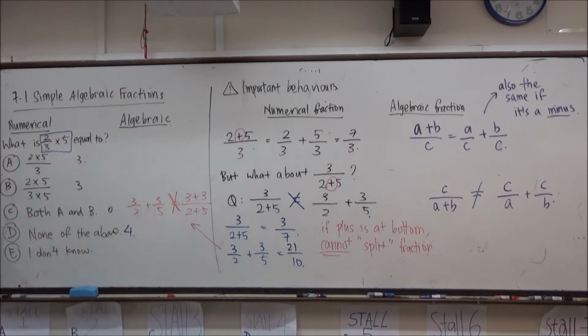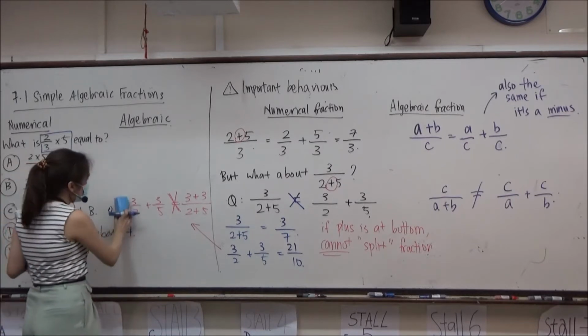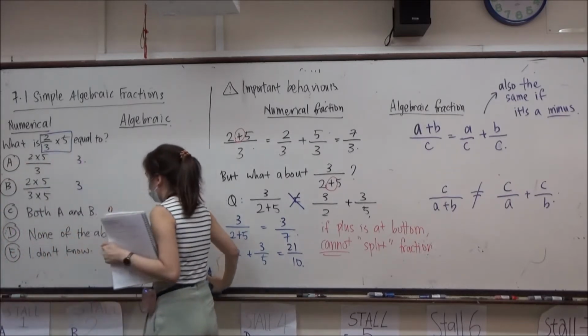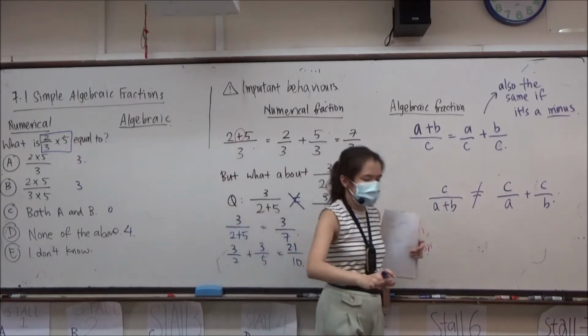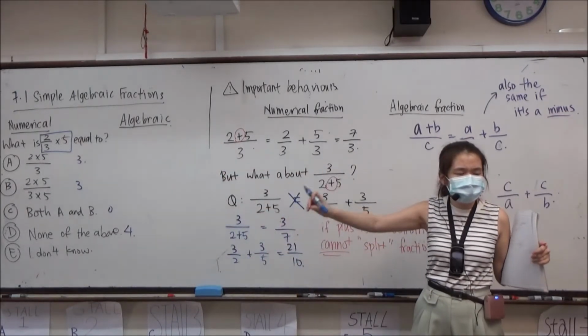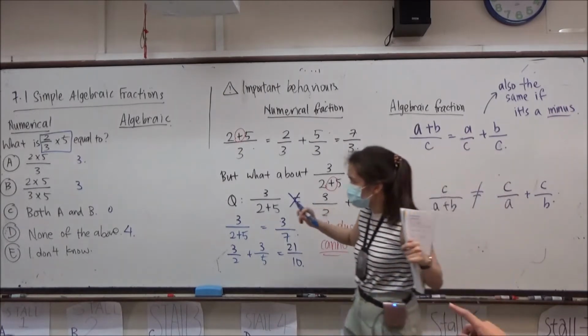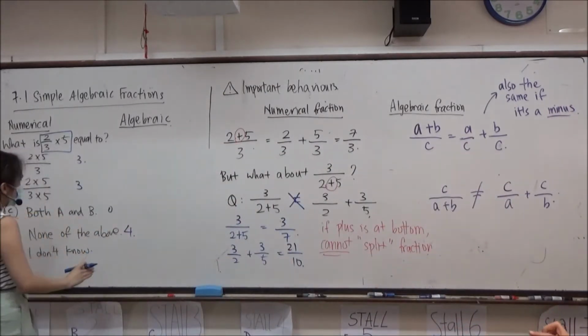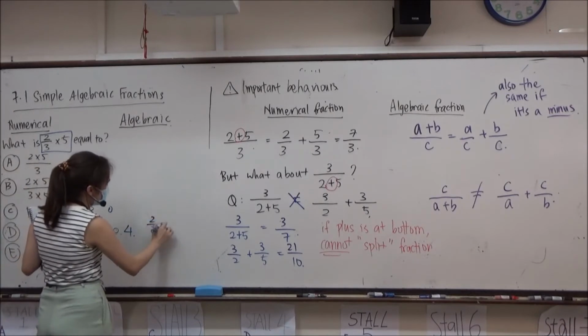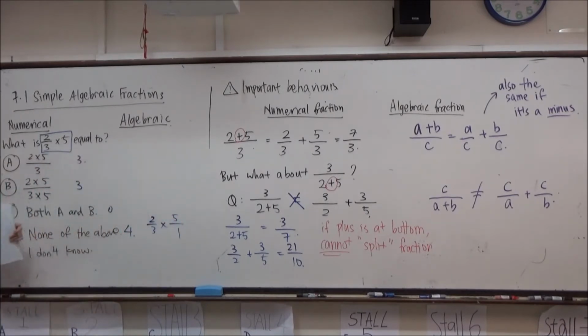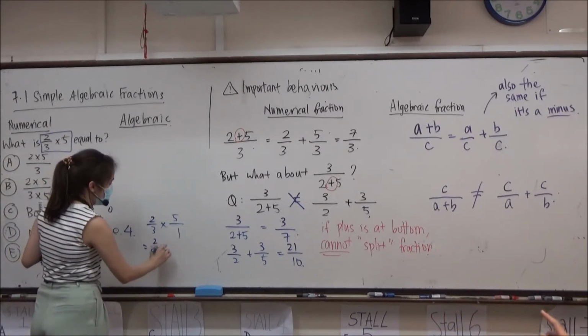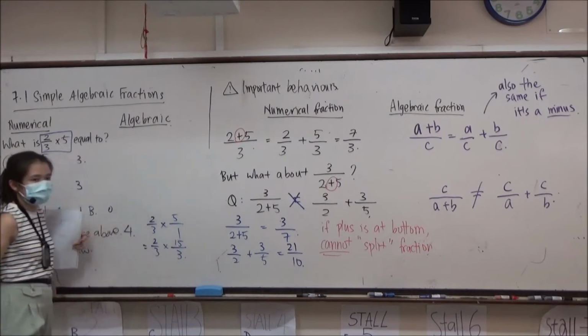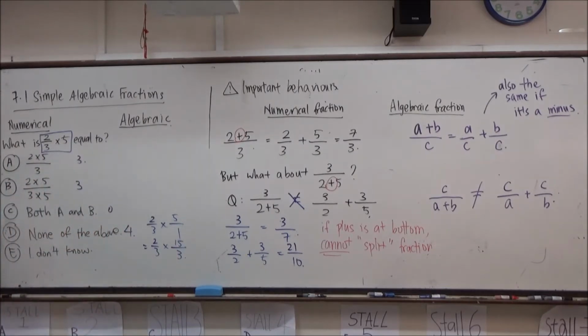Who says I don't know? Come on, surely you know, you passed primary school PSLE. Okay, none of the above. Maybe Ryan, do you want to tell me what you think actually? Why do you say none of the above? Because 5 is 5 over 1. Yeah, okay, so 2 over 3 times 5, 5 is 5 over 1. So change the denominator to 3, then the 5 will change to 15. So he thinks that 5 over 1 needs to change into 15 over 3.